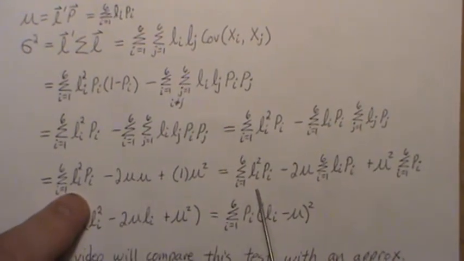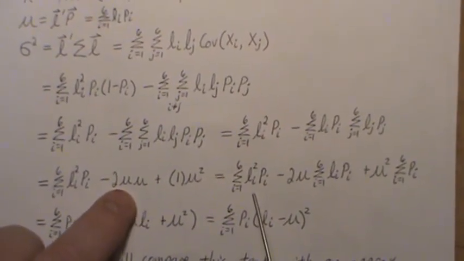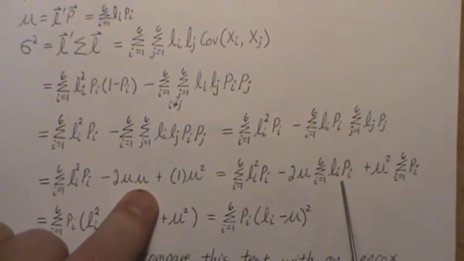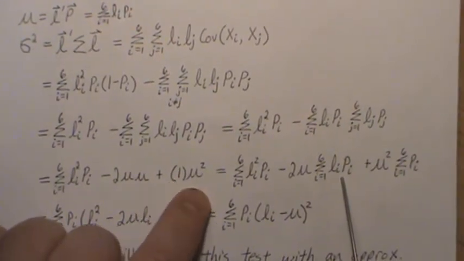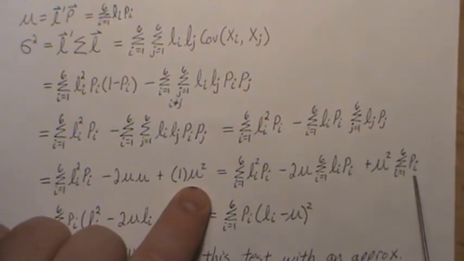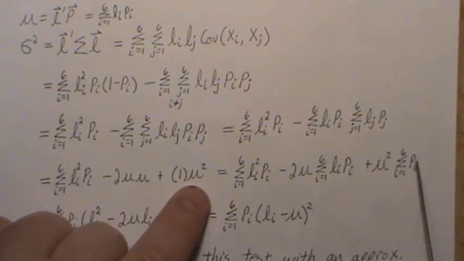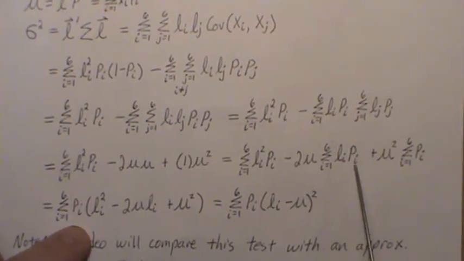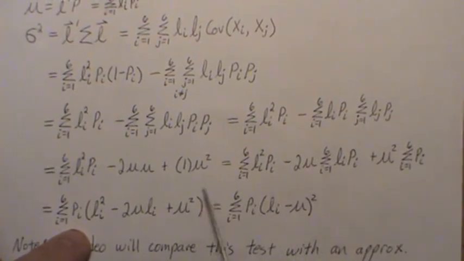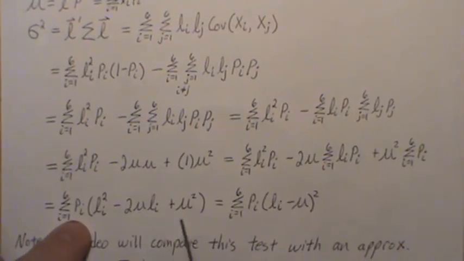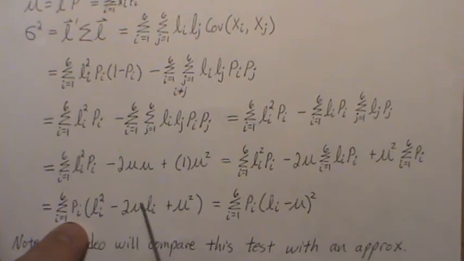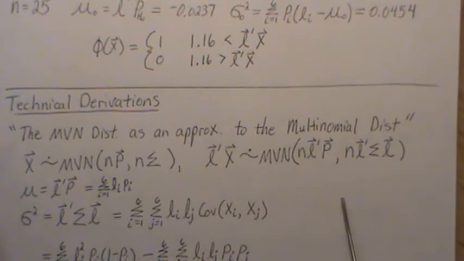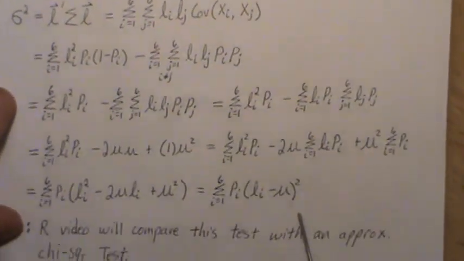So we take this, carry it over. We have minus 2 mu, but this linear combination was mu. And then here we take 1 times mu squared. And the sum of the probabilities is 1, so multiplying 1 times that doesn't change it. But we can factor out a pi of each term, and we're left with this. But this is a quadratic, which is this. And so we're done. And that's what we wanted to show.